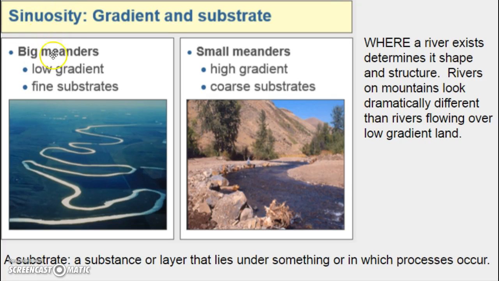So, sinuosity. Some rivers have a large amount of meander, right? Big meanders. This would be highly sinuous, or high sinuosity. And rivers that flow out of mountains generally have, let's just say, small meanders. They have a high gradient, right? A steep slope, and they have coarse substrates. When we talk about substrates, that's important. A substrate is a substance or layer that underlies something or in which processes occur. So where a river exists determines its shape and structure. Rivers on mountains look dramatically different than rivers flowing over low gradient land.